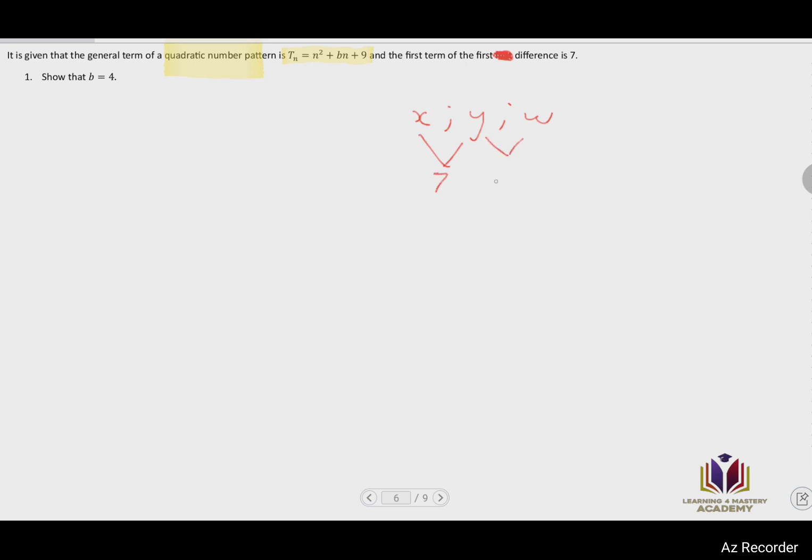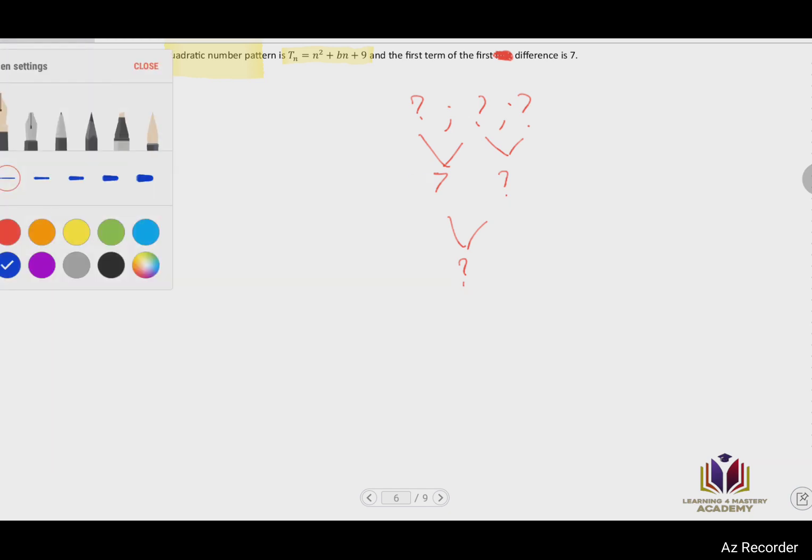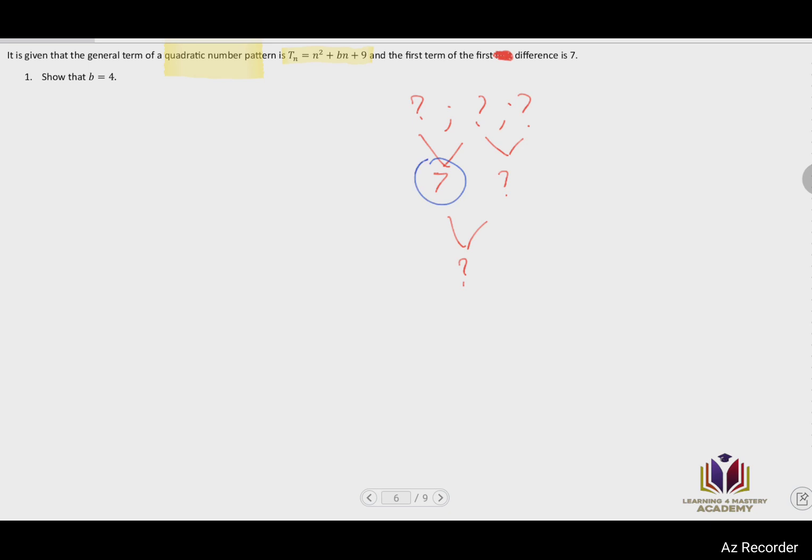We don't know what the second term is, so that's going to be a question mark. We also don't know what the second difference is. Let me perhaps use question marks here. Question mark, okay? But we know for sure, we know this much, that the first term of the first difference is 7, okay? That is done.